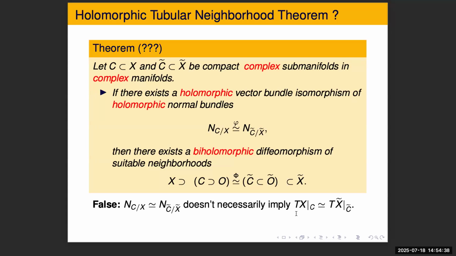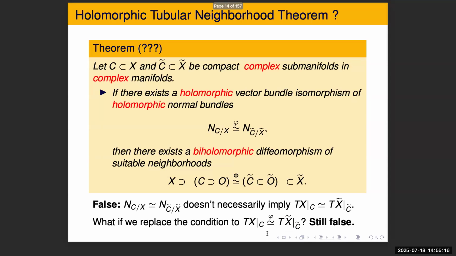In fact, something much easier cannot be true. Usually, even if you have an isomorphism of normal bundles, it doesn't imply that the restrictions of the tangent bundles of X to the submanifolds are isomorphic, because in the holomorphic category, the normal bundle sequence does not necessarily split. So even this you cannot guarantee. So it's completely false. And what happens if you replace the condition by an isomorphism between the restrictions of the tangent bundles to the submanifold? Even if you assume this, it is still false. So in fact, you need to assume much more.